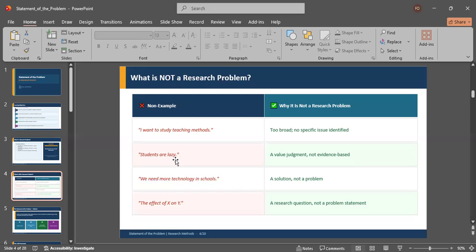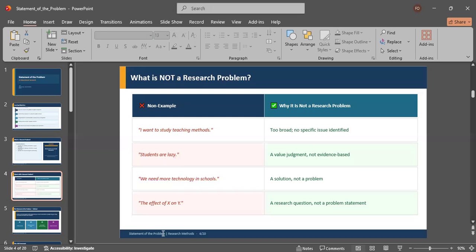Another one, we need more technology in schools. So that is a solution, not a problem, actually. That doesn't sound like a problem. That is a solution. That means you're already concluding. That one shows that you have already figured out the solution we need to a particular problem. That's not a problem. That one is the solution.